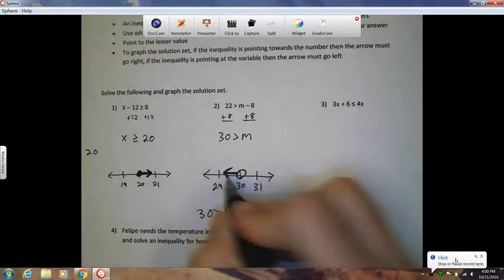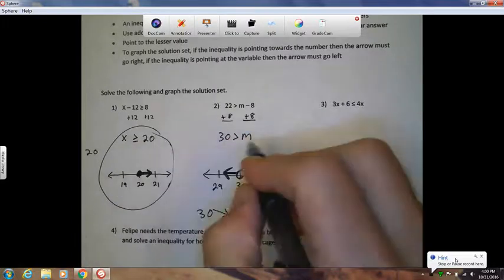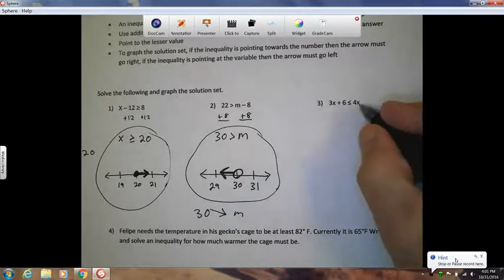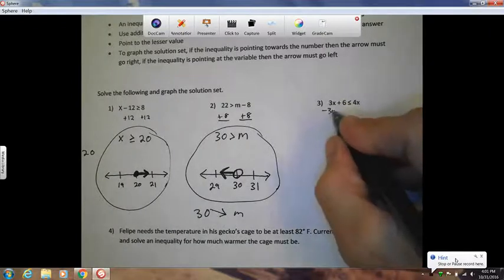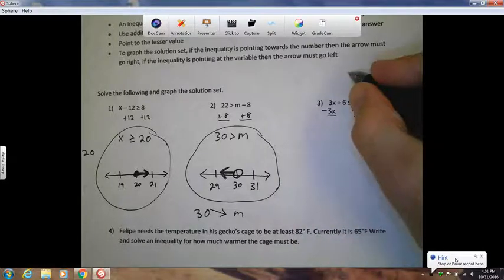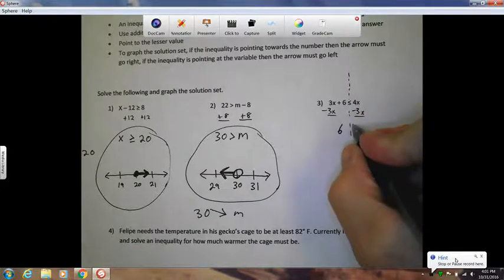So there's number 1 and number 2. Okay, let's look at number 3. I need to solve. I want to get all my variables on the same side. I have x over here, so I'm going to subtract 3x on both sides. Remember, that's on both sides of the middle line with the inequality. 6 is less than or equal to 1x, which is x.